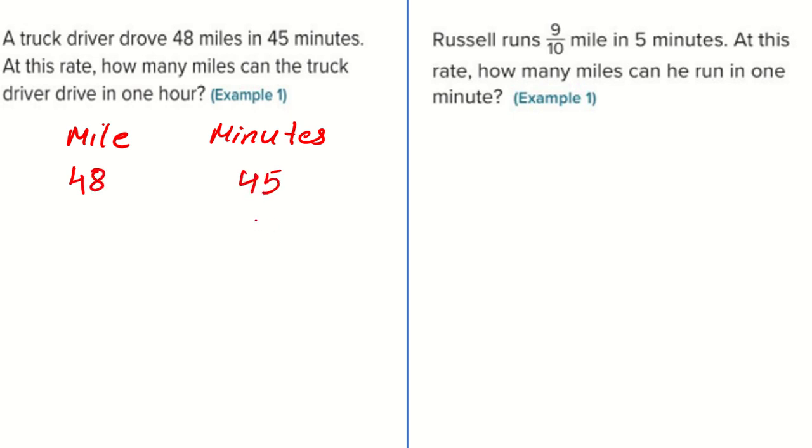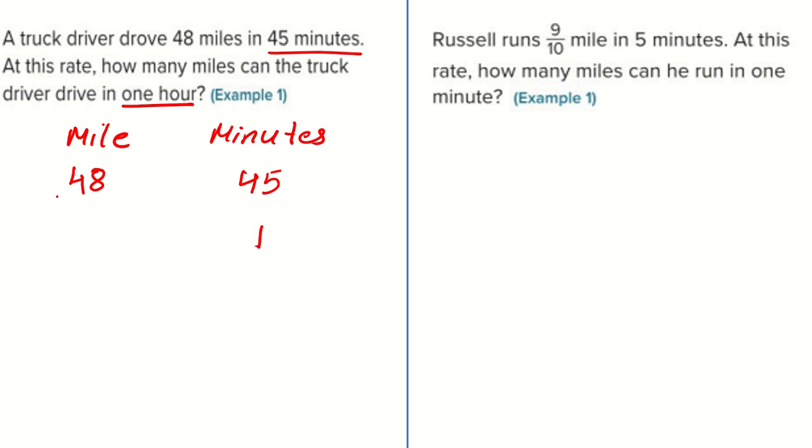Now they say at this rate how many miles? So miles we don't know, and what is the time? Time is 1 hour, means 60 minutes. Here just remember one thing, that units must be the same. If one is in minutes, then the other should also be in minutes. So what you will do here, you can find the ratio or you can do it by the unitary method. If you want to do it by the unitary method, then in 1 minute how much will it travel?